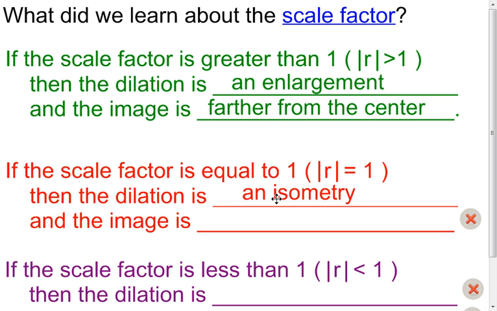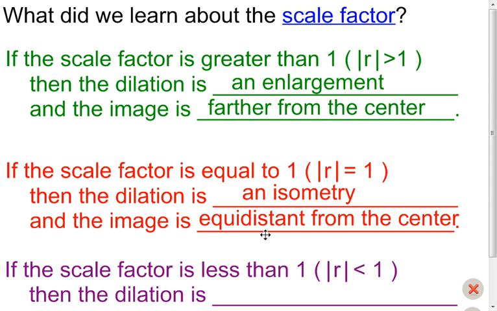So then the dilation is going to be an isometry because the preimage and the image are congruent. The other thing is the image is going to be equidistant from the center. They're both the same distance away from the center.